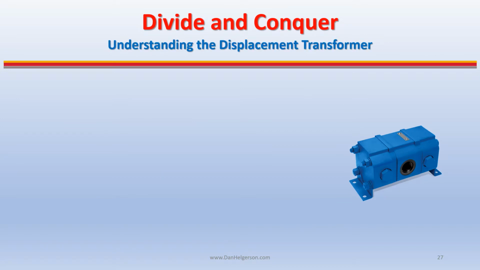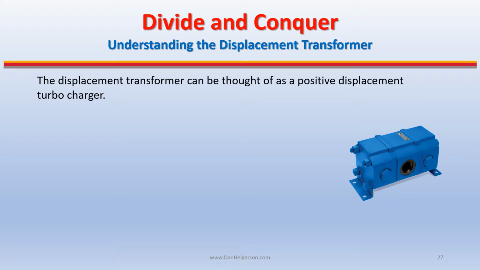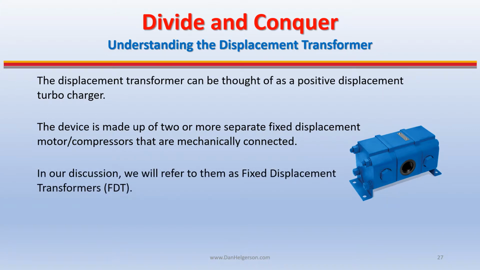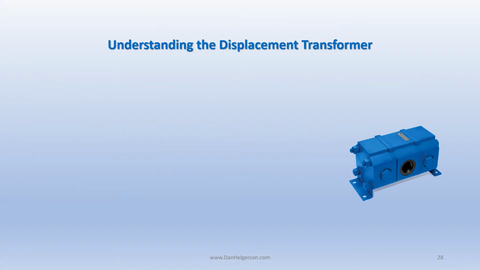Divide and conquer. Understanding the displacement transformer. Now, in fairness here, the picture that I have is certainly a hydraulic flow divider, and to my knowledge, we don't have anything quite like this right now in pneumatics, but for all practical purposes, what we have is a positive displacement turbocharger. The device is made up of 2 or more separate fixed displacement motor compressors that are mechanically connected. In our discussion, we will refer to them as fixed displacement transformers, or FDTs.